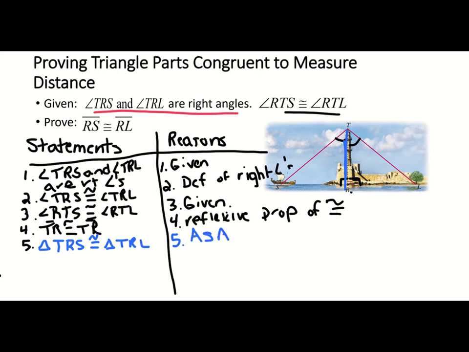And then once we know angle, side, angle, all we have to do is take that last step, the prove. So now we know, because the triangles are congruent, that RS is congruent to RL. And that is going to be your CPCTC. So it's not bad. The hardest part is proving the triangle is congruent. The last step is easy.